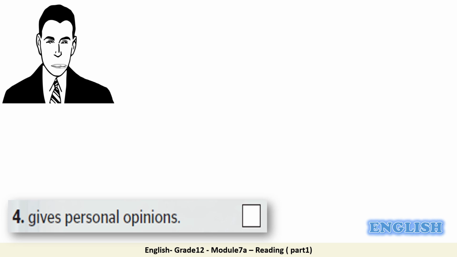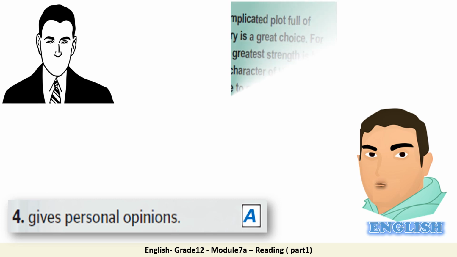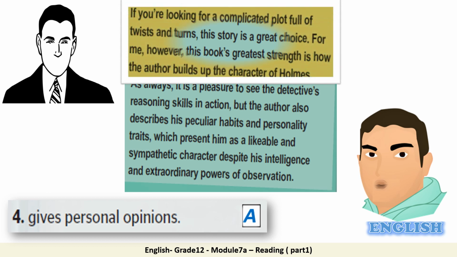4. Which one gives personal opinions? Very good. Here is Khalid. I think, teacher, the text that gives personal opinions is text A. While writing a book review, a personal opinion has to be involved. Here is my evidence from the text. I will read part of it. If you're looking for a complicated plot, full of twists and turns, this story is a great choice. For me, however, this book's greatest strength is how the author builds up the character of Holmes.